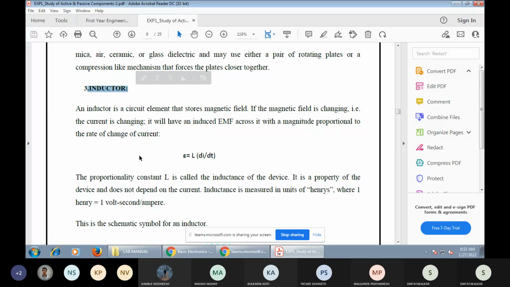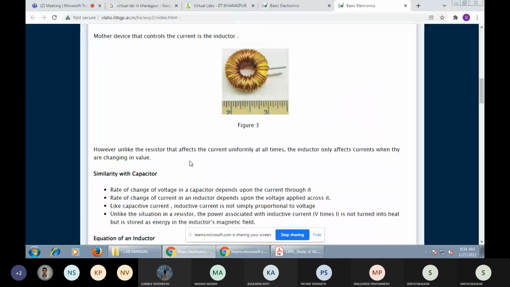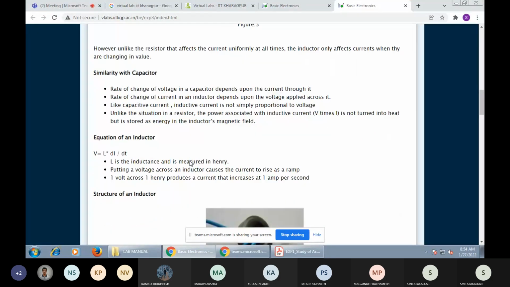An inductor is an element that stores energy in a magnetic field. In the magnetic field, the changing current produces an electromotive force. The magnitude of the electromotive force is proportional to the rate of change of the current. That's why the inductor is the most important part among passive components. Voltage is equal to inductance L times the derivative of the current, di by dt. This is the symbol of the inductor.